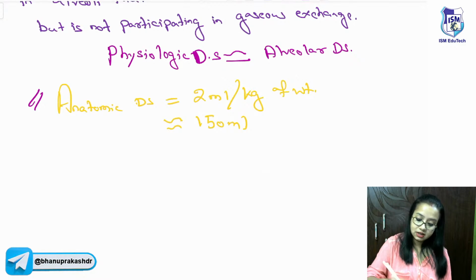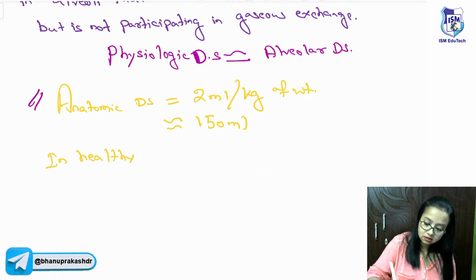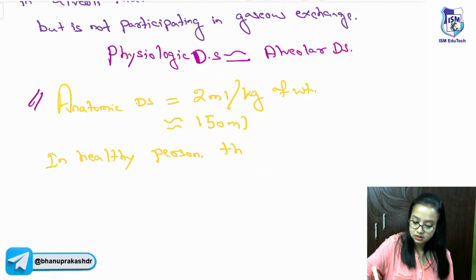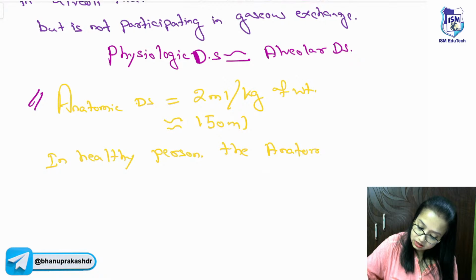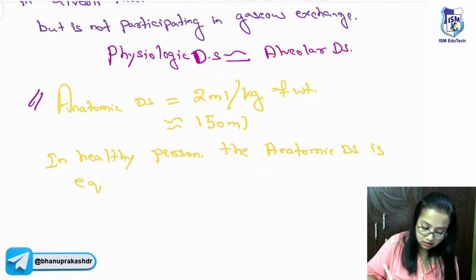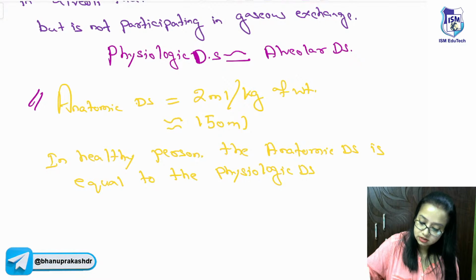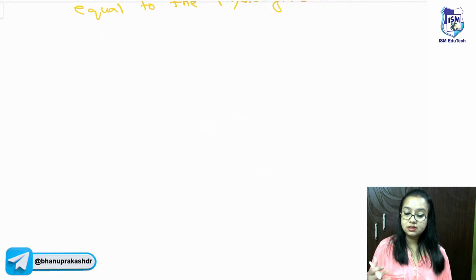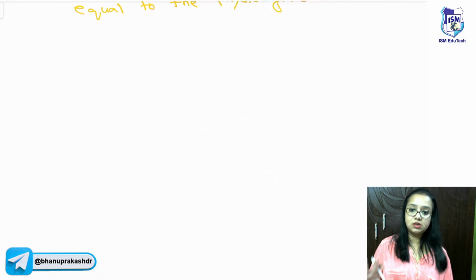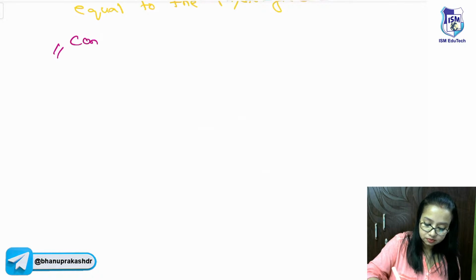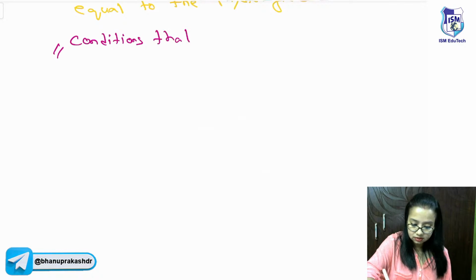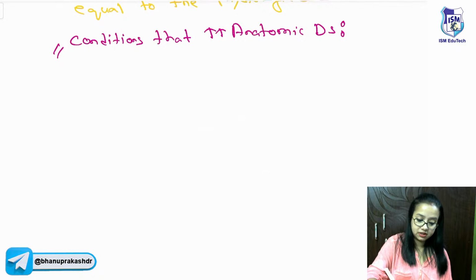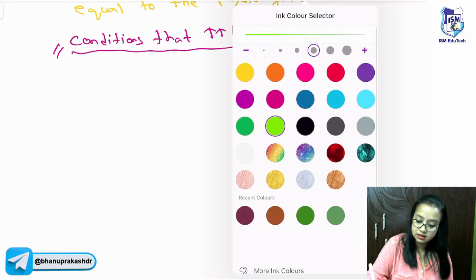So in a healthy person, the anatomic dead space is equal to the physiologic dead space. But now there are certain conditions which increase this anatomic dead space, this alveolar dead space. So, conditions that increase anatomic dead space. What are the conditions that increase the anatomic dead space?